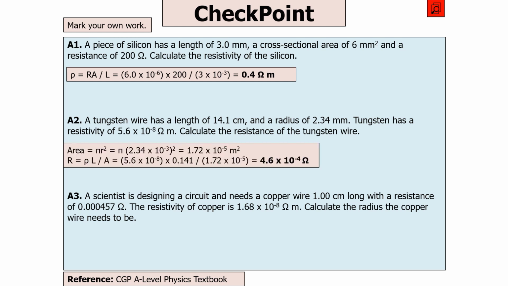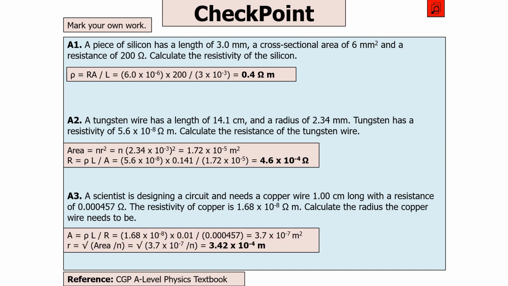The next one again, we work out our area. We've got the radius, we convert that into meters. We then do pi r squared to then work out the area. We then say resistance is rho L over A. Pop in all the values. Remember, 14 centimeters turns into meters. So we get 4.6 times 10 to the minus 4 ohms.